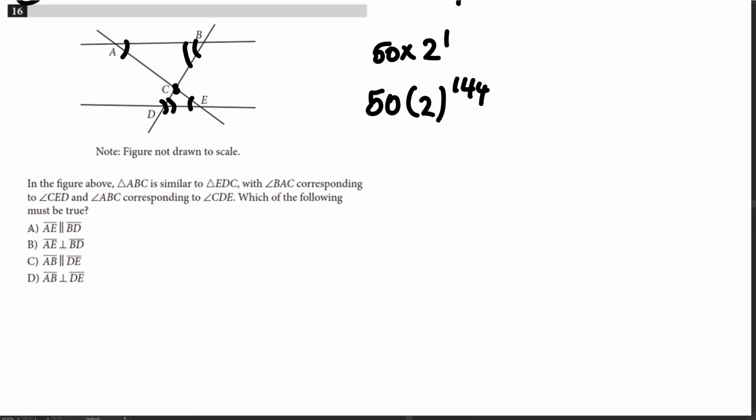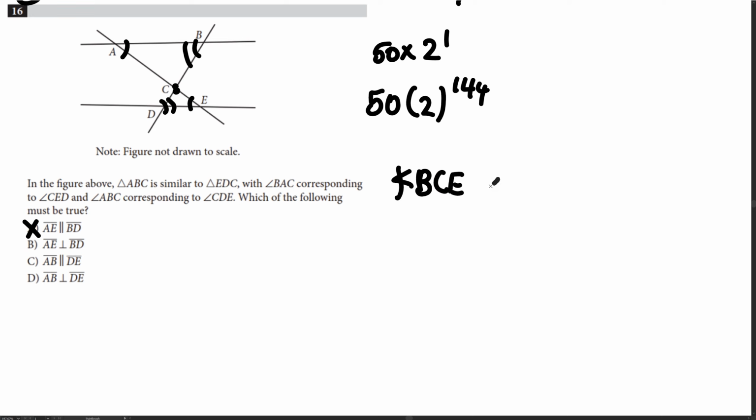Now let's look at the answer choices. Line AE is parallel to BD. That's not true. We already see them crossing, so that's not going to be parallel. Now, we don't know that they're perpendicular because we have no other information in terms of the vertical angles. We can't calculate supplementary angles because that's how you would typically find the angle BCE.